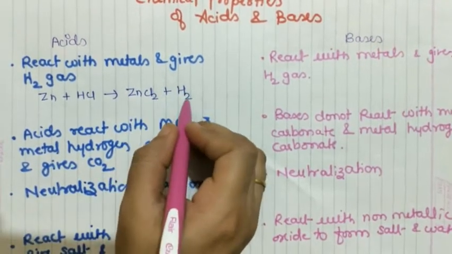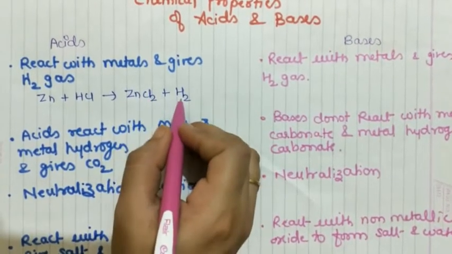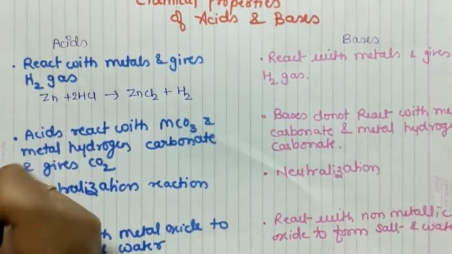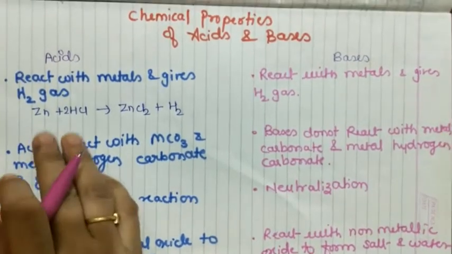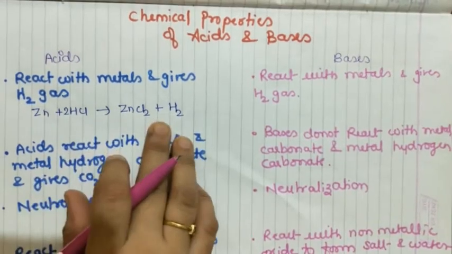Now we have to balance it because here there are 2 chlorides and 2 hydrogens, so we will just keep 2 here. Okay, so in this way we will do the balancing also, and we will write the reaction also.